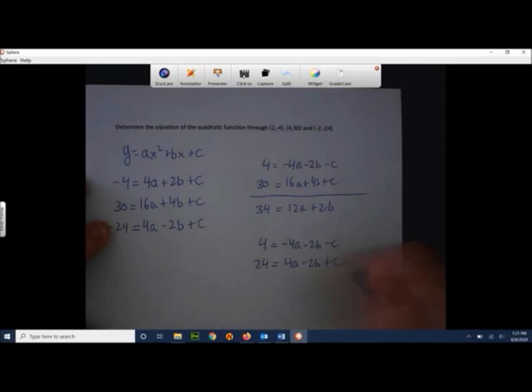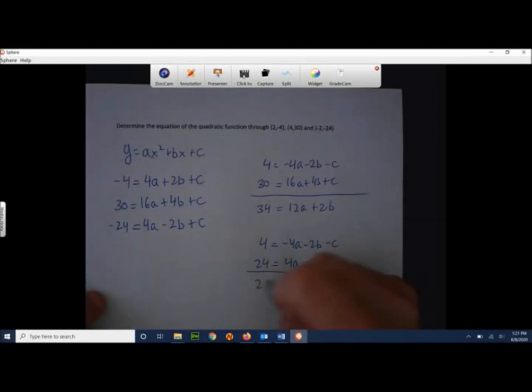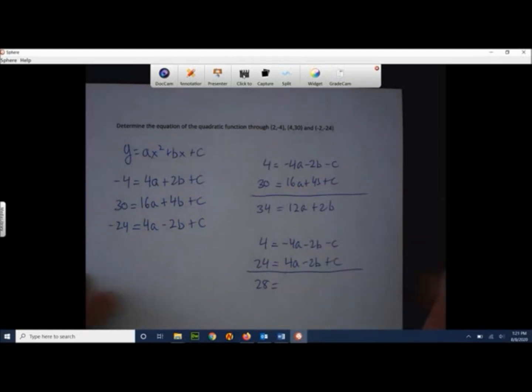And something really, really nice happens. The really, really nice thing is I get 28 equals, not only do the c's add to 0, the a's also add to 0. I get rid of 2 letters at once. That's a nice bonus. So I get 28 equals minus 4b. That allows me to find the b right away. b is negative 7.